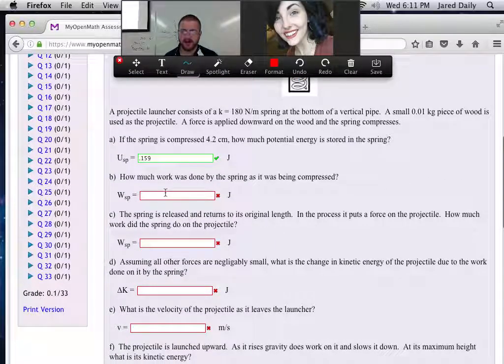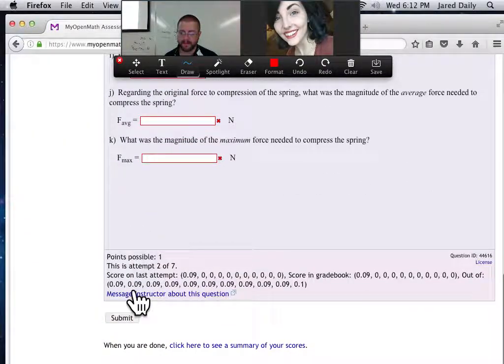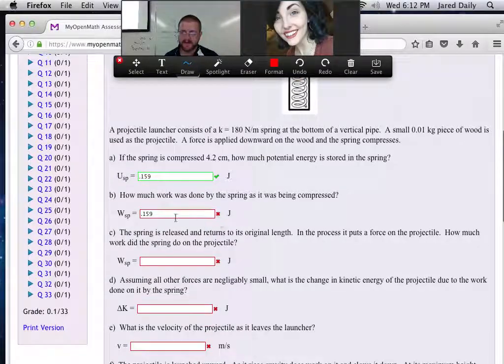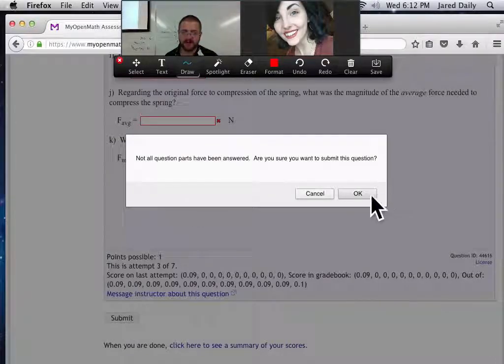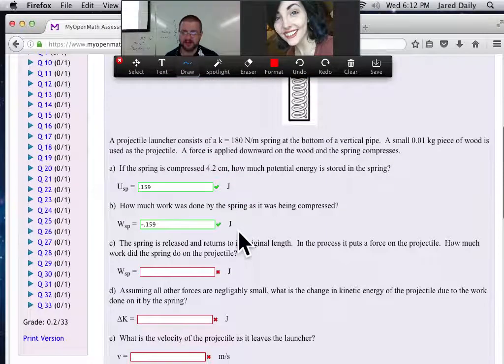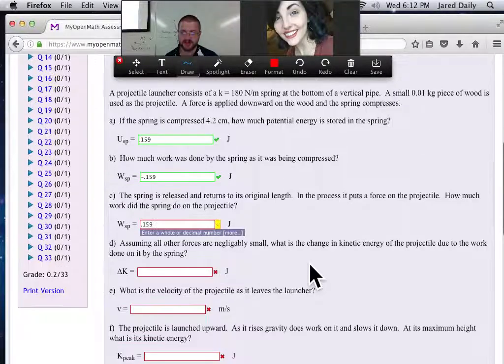Got that right. How much work is done by the spring? 0.159. So I think that they wanted that one to be negative. I'm just checking to see if negative signs are the issue. They are, yeah. It returns to its original length, in the process it puts a force on the projectile. How much work did the spring do on the projectile? So that's work done on the projectile, which is energy going into the projectile. So I'm going to go back to positive with this one.